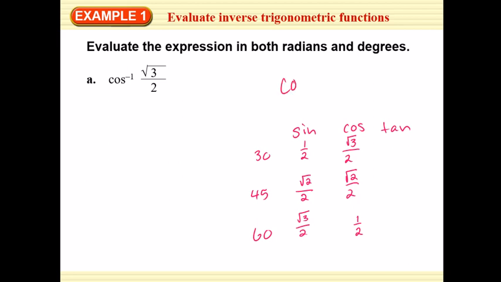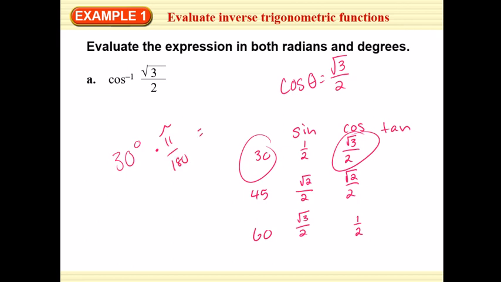So we are looking for cosine of theta equals radical 3 over 2. And right away, I'm able to identify off my table that that is the cosine of 30 degrees. Then I would take 30 degrees and convert it to radians by multiplying by pi over 180, and I should get pi over 6.